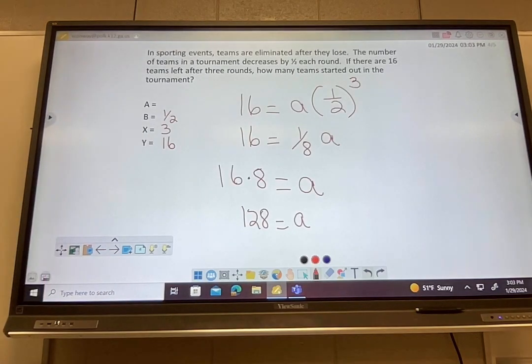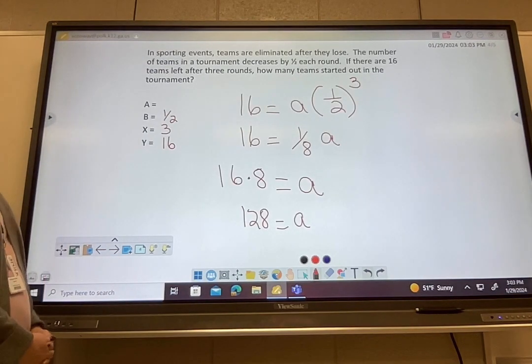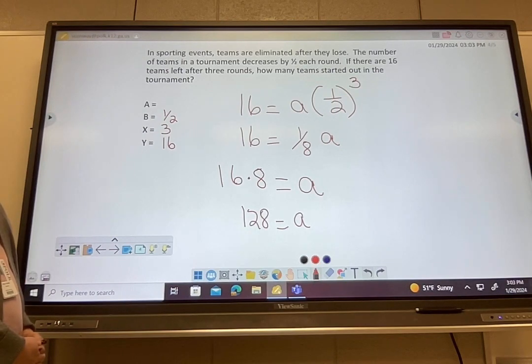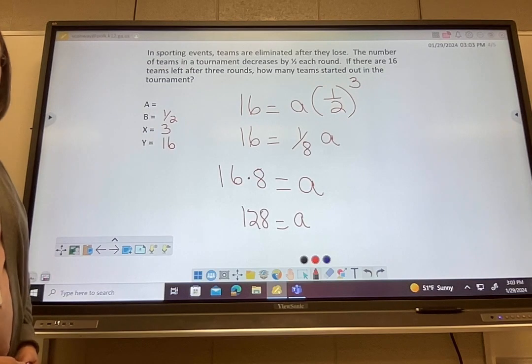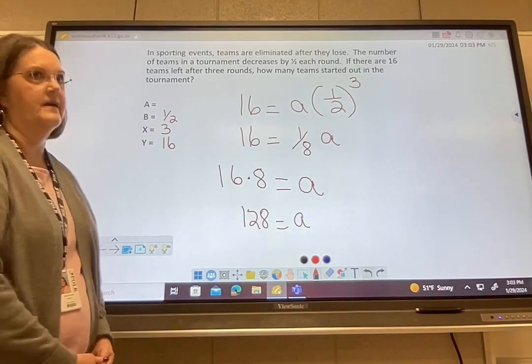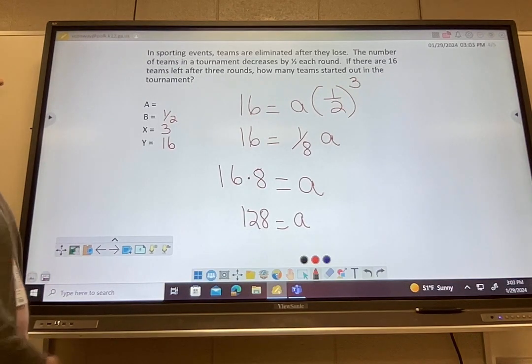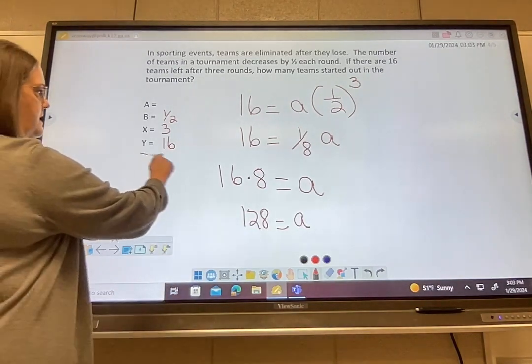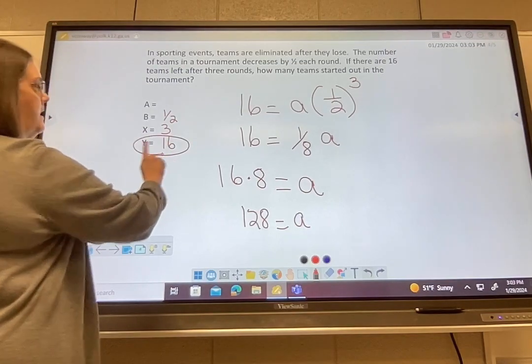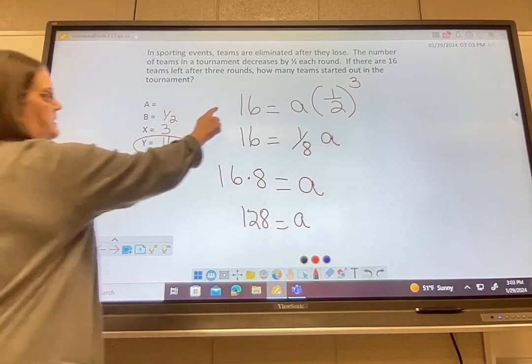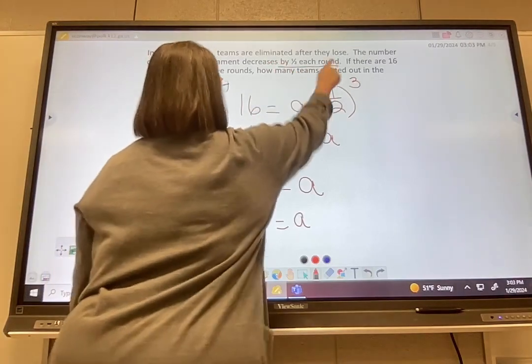Okay, in sporting events, teams are eliminated after they lose. The number of teams in a tournament decreases by half each round. If there are 16 teams left after 3 rounds, that's not your starting point. That is 16 teams left. That's the end. After 3 rounds, how many teams started out in the tournament? So your actual answer this time is 16. And you know your base is 1/2 because they decreased by half each round.